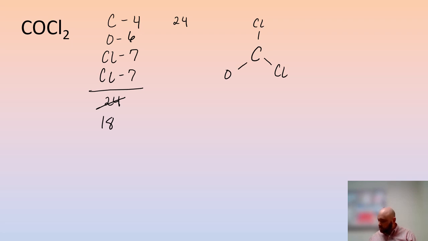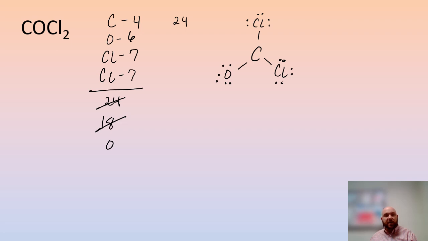And we can then distribute 6 each around our 3 terminal atoms, using up those 18. So we've used the required amount of electrons, 18 total, but we can probably see that our carbon has not satisfied the octet rule.